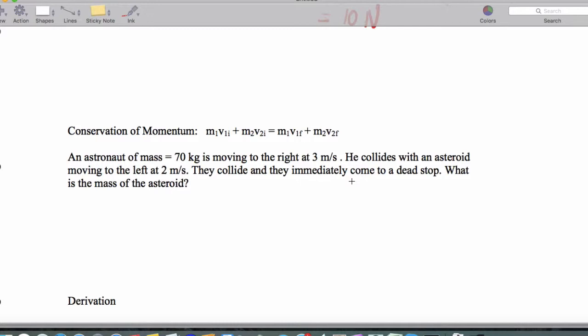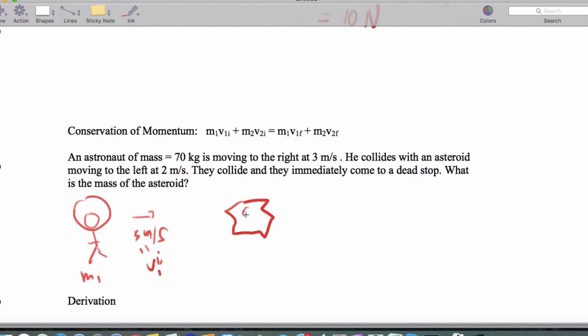Now, for conservation of momentum, this is our setup. And what I'm going to do is just draw the picture. So here's our astronaut moving to the right at 3 meters per second. So this is the astronaut. And then we have this asteroid moving to the left at negative 2 meters per second. And then they collide and come to a dead stop.